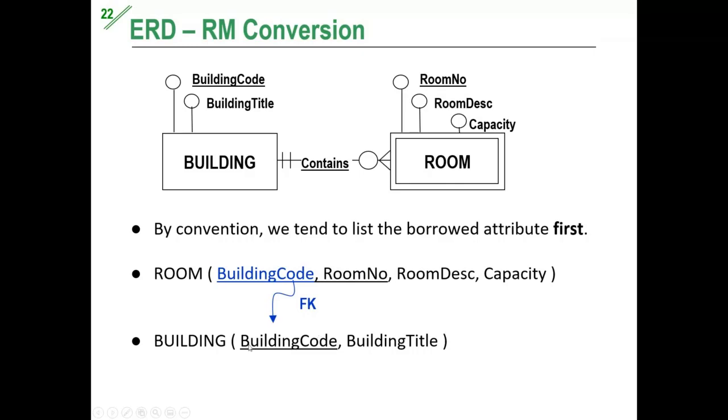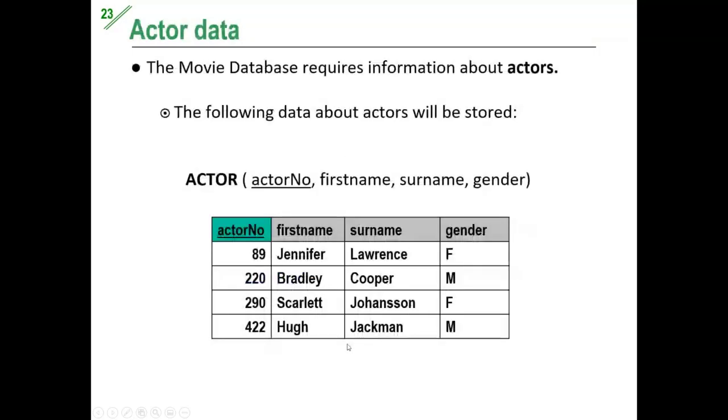So this is the same thing, demonstrated graphically. So here is the link: the building code in the building table matches the foreign key building code in the room table. So that's what it means here. Right, so that's something that I'd like to mention. And right now, let's go to another example.